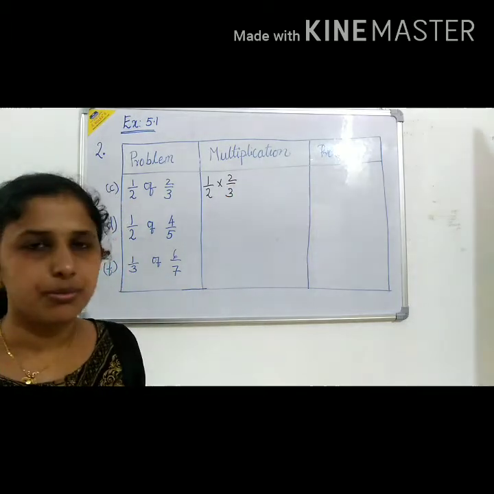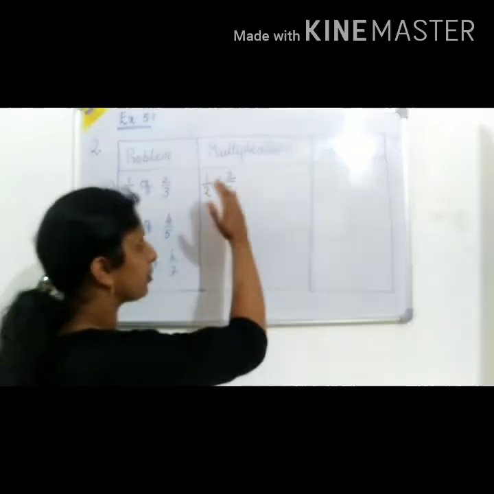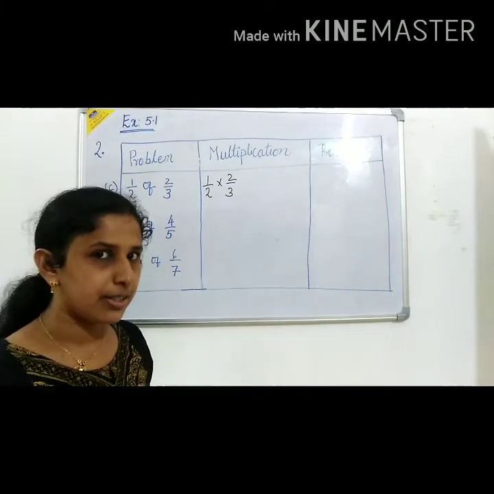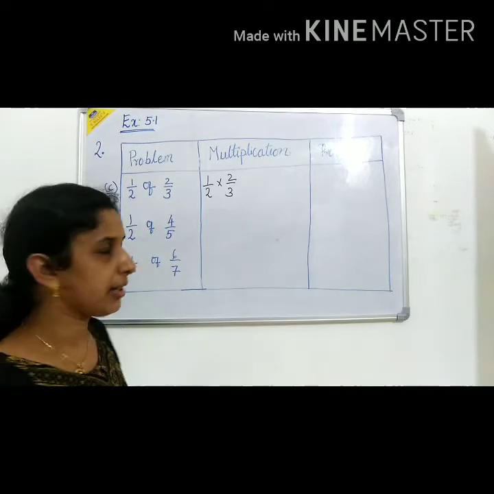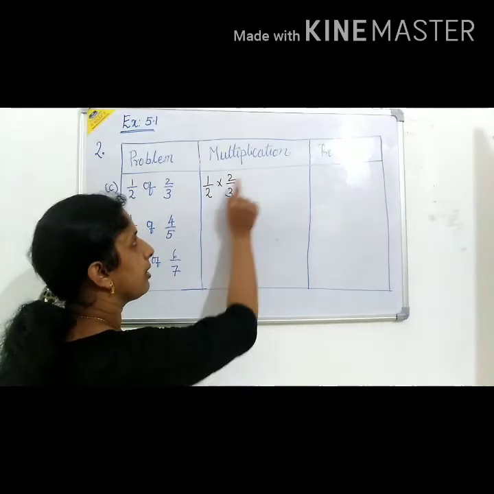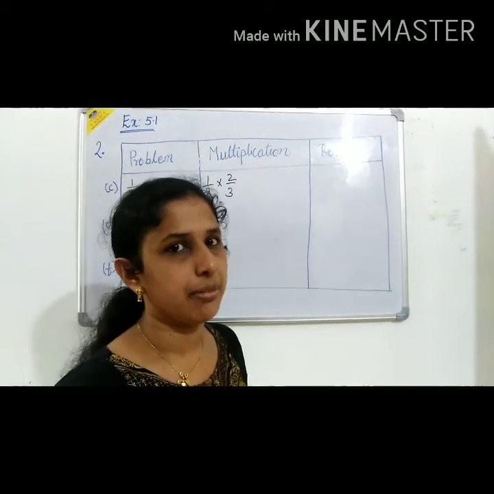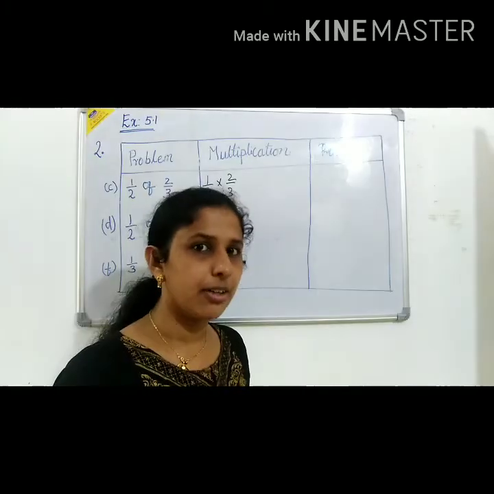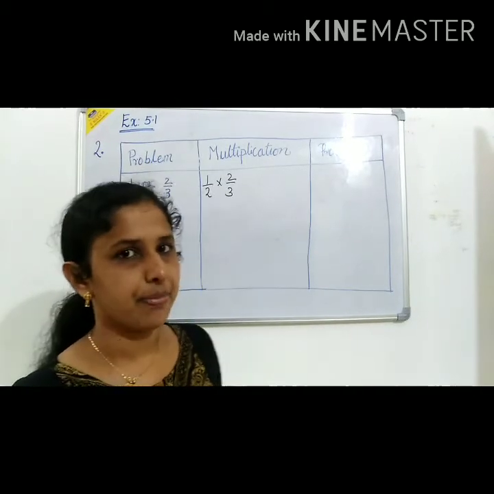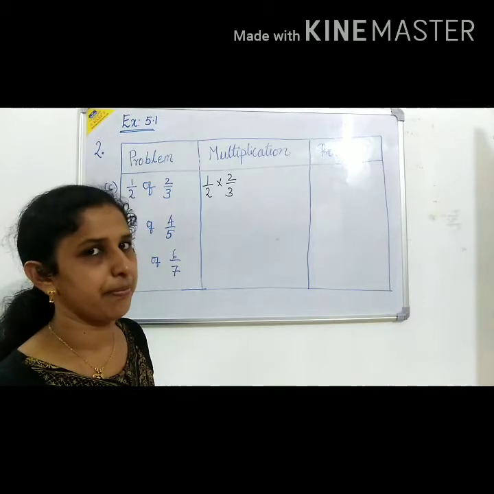So here we have to multiply. For multiplying two fractions, we have to multiply the numerators and we have to multiply the denominators. That is the rule for multiplication. Once again, for multiplying two fractions, multiply the numerators and multiply the denominators. But before going for the multiplication, if there are any common factors in the numerator and denominator, that we can cancel. So here 2 and 2, that we can cancel.